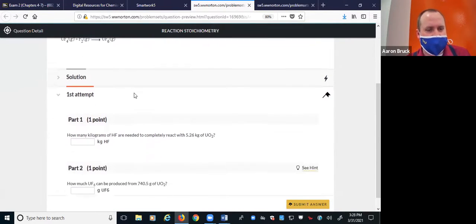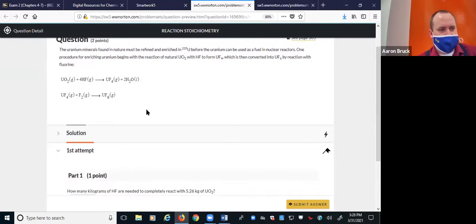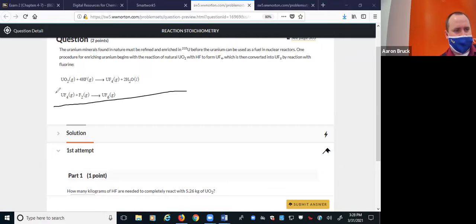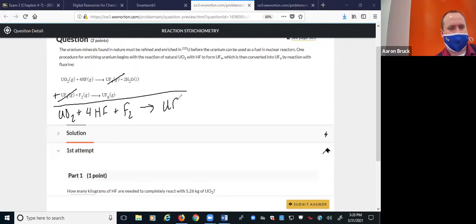Now for this one, the trick to it is in the combination. If I add these two equations together, the UF4 ends up canceling out. UO2 plus 4HF plus F2 makes UF6 and 2 H2Os. That would be the balanced chemical equation that we ultimately work from to solve the second one, to get the correct mole ratio.